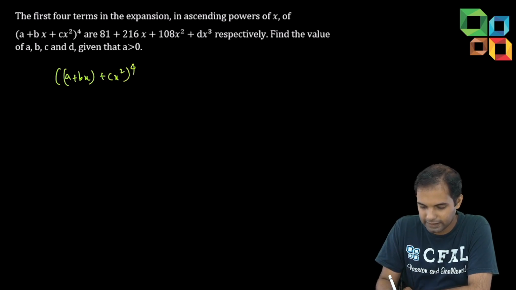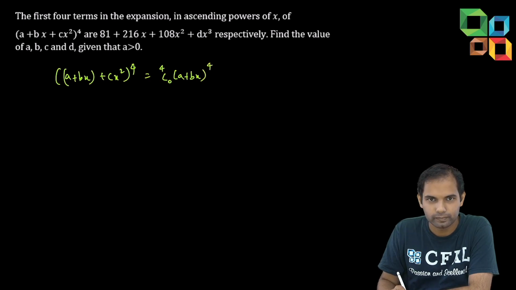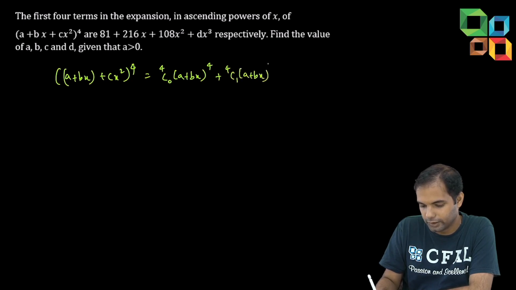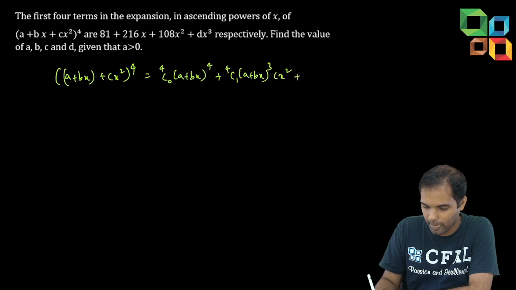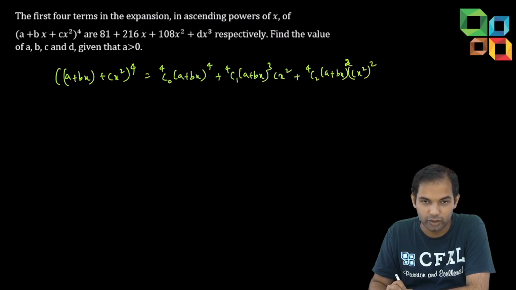Let us try to write the expansion. So 4c0 into (a plus bx) whole power 4. Next term would be 4c1 into (a plus bx) whole cube into cx squared. Next term would be 4c2 (a plus bx) whole square into (cx squared) whole square. This is a whole square, sorry, not whole cube.